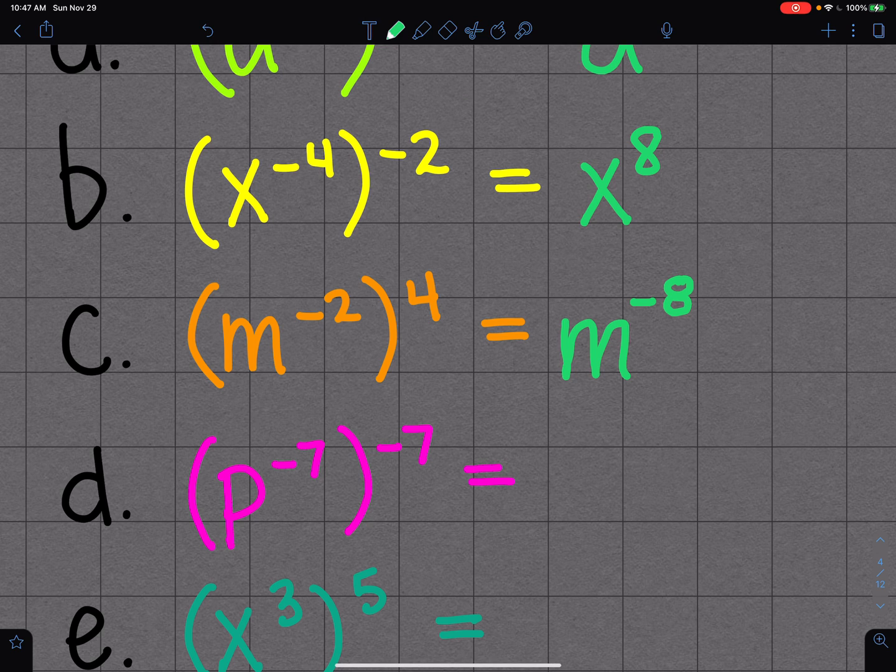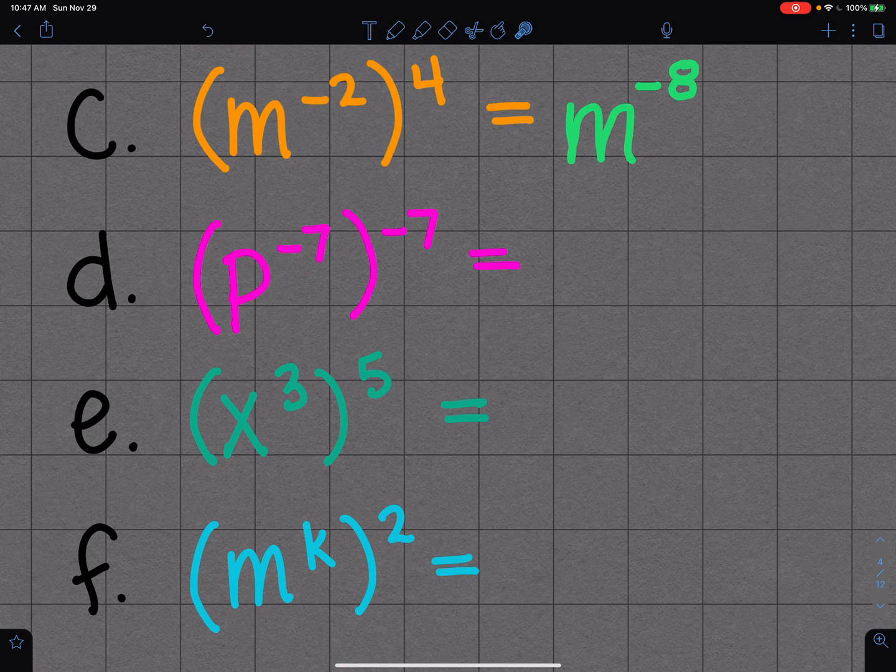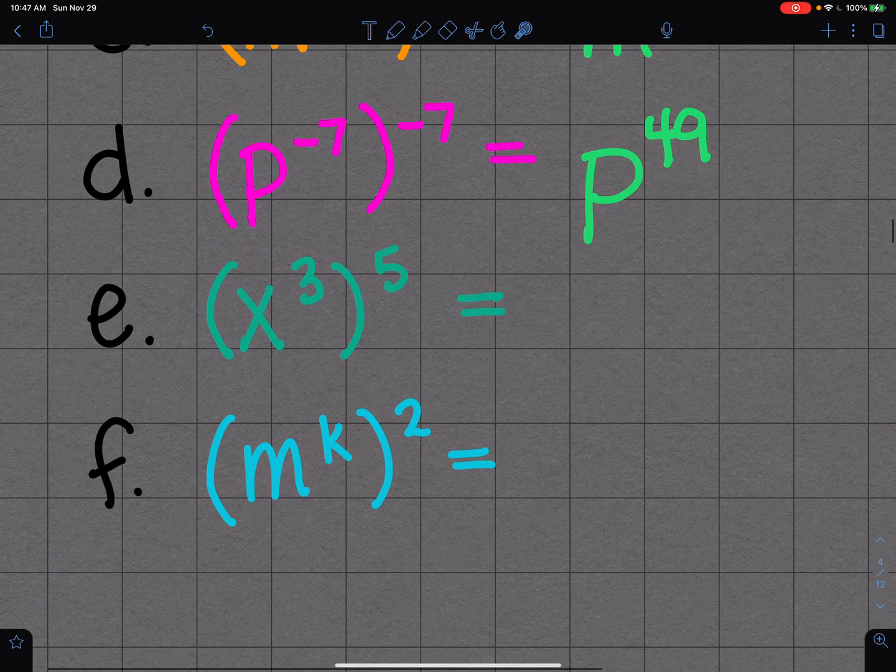Let's do D. D is P raised to the negative 7, all raised to the negative 7. If we multiply those exponents, negative 7 times negative 7 is positive 49. Whoa, that would be a huge number. That exponent is humongo. Alrighty, what about the next one? X to the 3rd raised to the 5th. A throwback to the easy ones. 3 times 5, 15. Easy peasy.